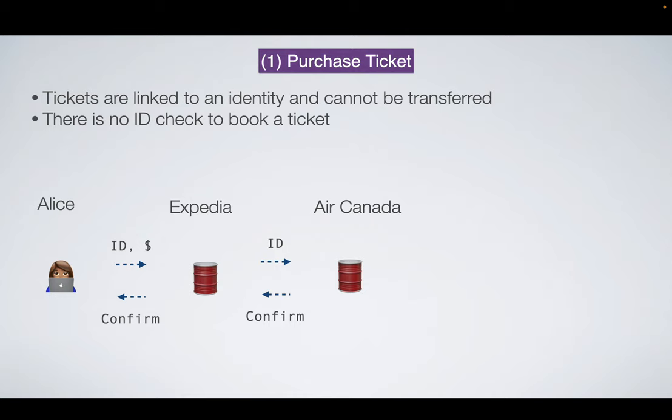Okay, so tickets are linked to your identity. You can't transfer them to someone else. I know sometimes websites ask for your passport. It's not strictly necessary. If they're asking for it, it's to save time later, but you can book a ticket without giving your passport, at least at the start. But you do give your name, and if eventually you can't show up with the right passport that matches your name, then you're gonna have trouble later on down the line.